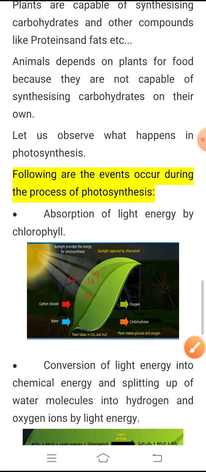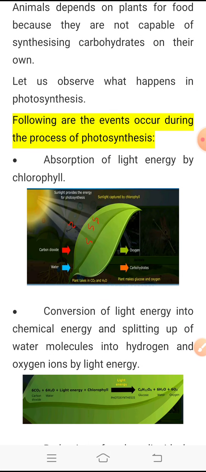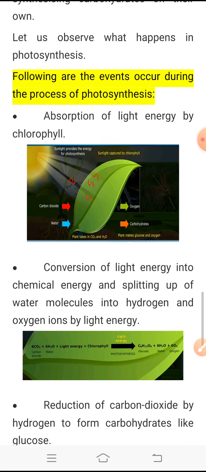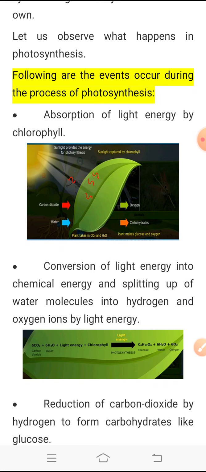Now let us observe what happens in photosynthesis. Very important topic. These points are often asked in your examination. These are the events that occur during the process of photosynthesis. So what happens under the events which take place during the process of photosynthesis?